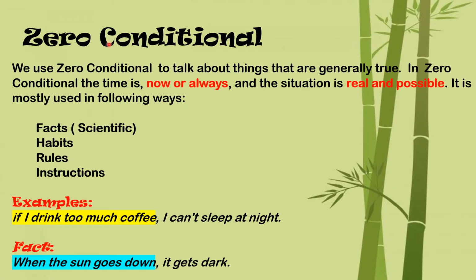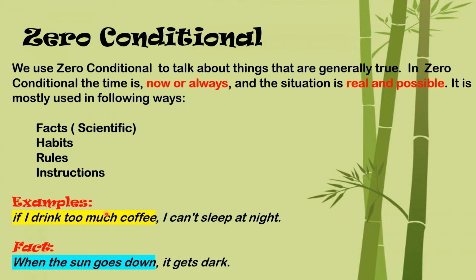The conditional, which is zero conditional. We call it zero conditional because here we are actually talking about the things which are generally true. So we use this condition to talk about facts, mostly scientific facts, talk about habits, talk about rules or instructions. When we are writing in zero conditional, remember that the time is now or always, and the situation is real and possible. It's a real condition, it is possible, it can happen. So learning it is really compulsory.